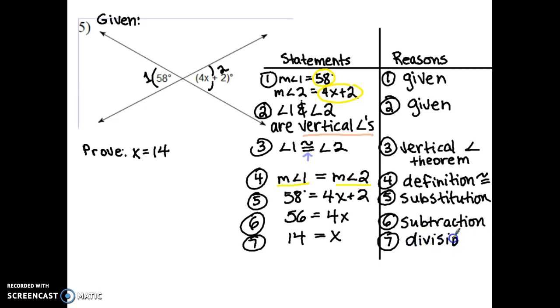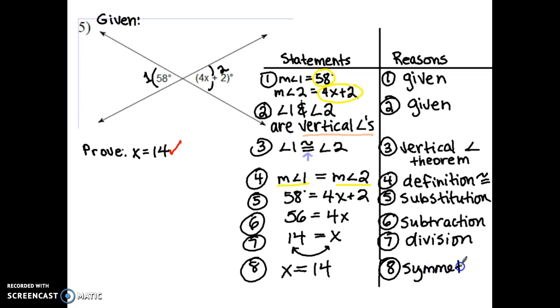Is it exactly like what I'm trying to prove? Not quite. So I know I have to switch the order here. So I know that x equals 14. And that's the symmetric property. Now I know that I've reached the end of my proof because this is exactly like what I'm trying to prove.